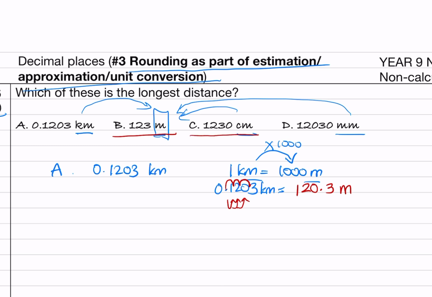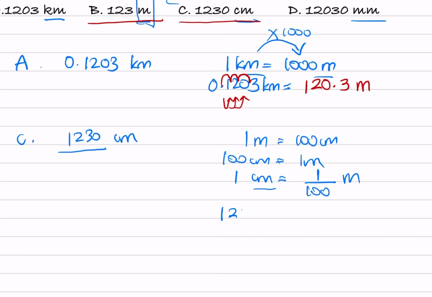And let's have a look at our C, 1,230 centimeters. So we know that 1 meter is equal to 100 centimeters. We can write either way, 100 centimeters equal to 1 meter. So how much is 1 centimeter in meters? 1 centimeter is equal to 1 divided by 100. So 1,230 centimeters equal to 1,230 divided by 100.